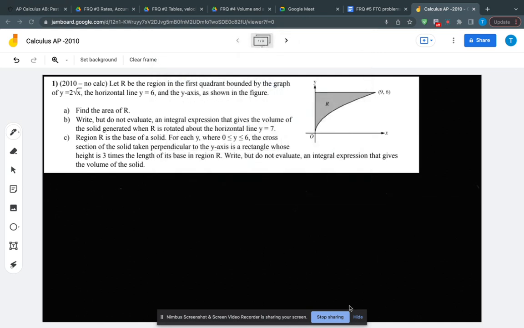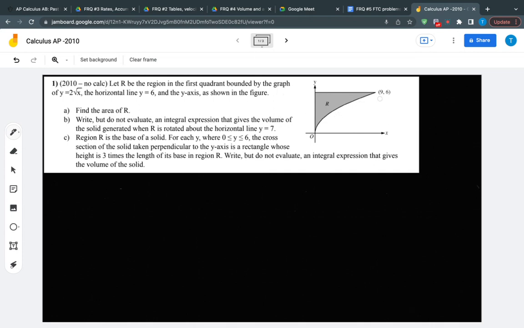Hello. Today we will go over one of the free response questions in 2010 Calculus AB. The question is: let R be the region in the first quadrant bounded by the graph of y equals 2 square root x, the horizontal line y equals 6, and the y-axis, as shown in the figure. So this is the figure they're talking about. This line is 2 square root x. This is the line y equals 6. Find the area of R.